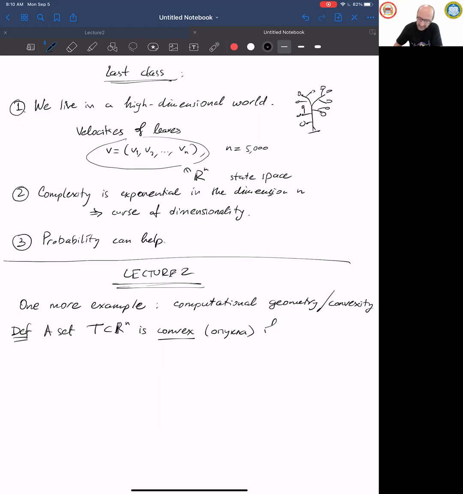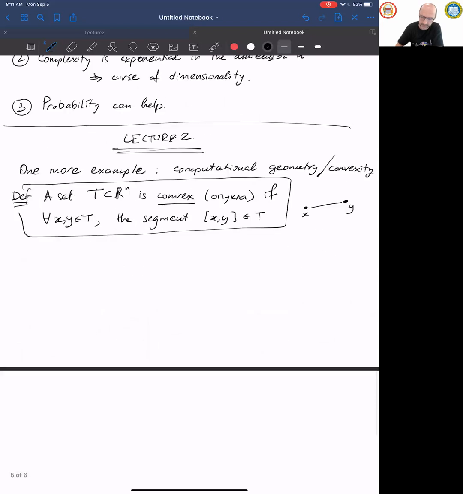A set is convex if whenever there are two points in that set, the interval that joins these two points also belongs to the same set. So, let's make it formal: for any two points x and y in the set, the segment that we denote xy also belongs to this set. This is x, this is y, and we require the segment to belong to this set as well. Just like that.